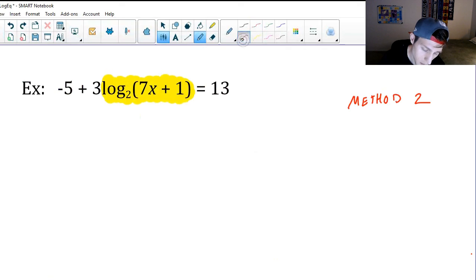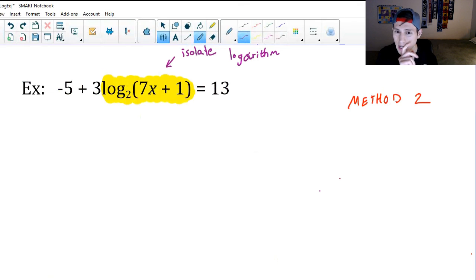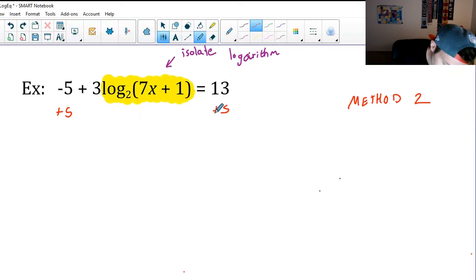Okay, so method 2 is going to be, let's use exponentials. But my first step is going to be to isolate the logarithm. That whole thing that I just highlighted, I want to get by itself. So the -5 and the +3, I want to get rid of those. I want to move them to the other side. So let's start off by first adding 5 to both sides. So 3 log base 2 of 7x plus 1 equals 18.